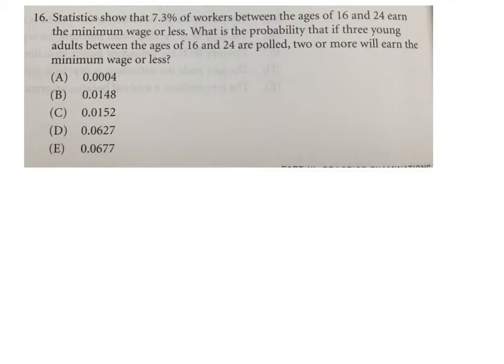Okay, so statistics show that 7.3% of workers between the ages of 18 and 24 earn the minimum wage or less. What is the probability that if 3 young adults between the ages of 16 and 24 are polled, 2 or more will earn the minimum wage or less? So out of 3, what's the probability that 2 or more? So I want the probability of 2 plus the probability of 3. And the probability of success in this case is equal to 0.073.